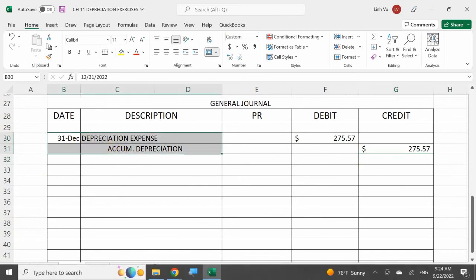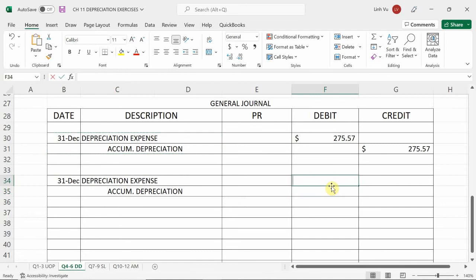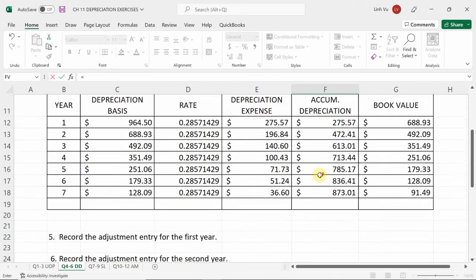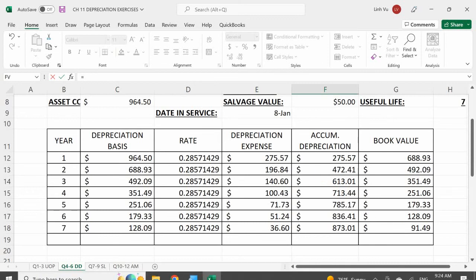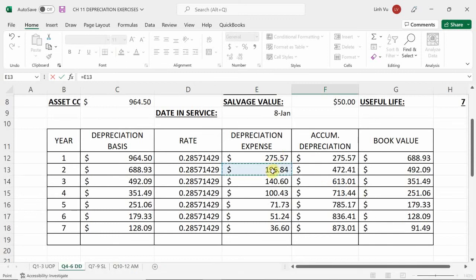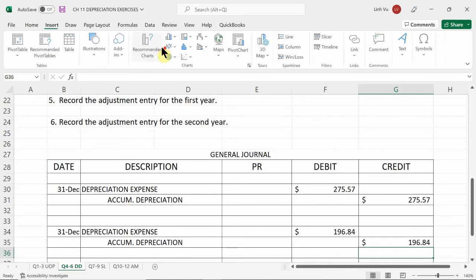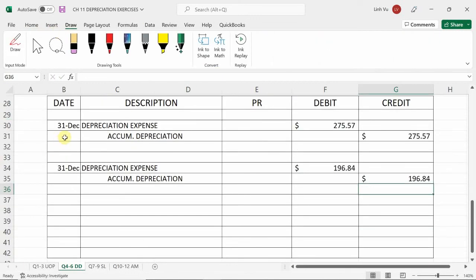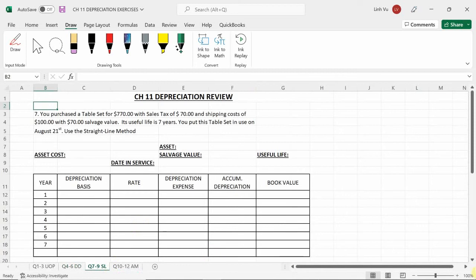And then for my second year? What was my depreciation expense for the second year? 196.84. Good. All right. Next one is going to be straight line. Okay.